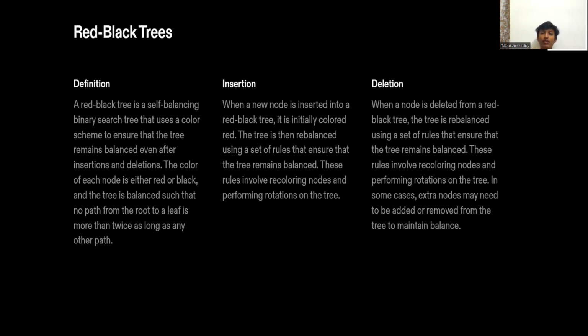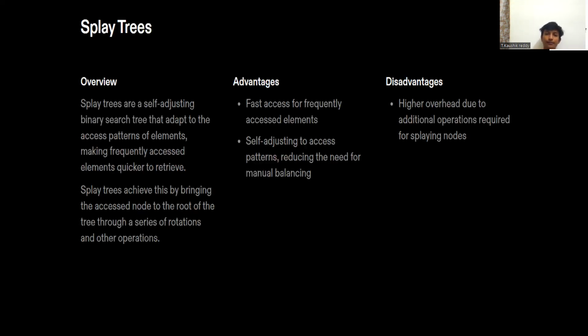Next, deletion. When a node is deleted from a red-black tree, the tree is rebalanced using a set of rules that ensures that the tree remains balanced. These rules involve recoloring nodes and performing rotations on the tree. In some cases, extra nodes may need to be added or removed from the tree to maintain balance.